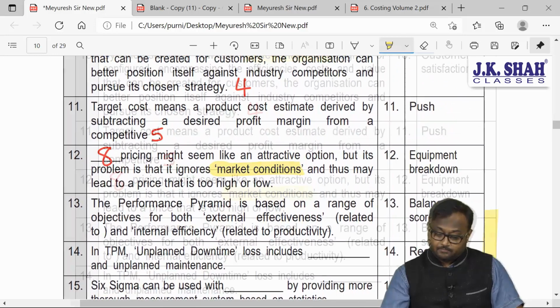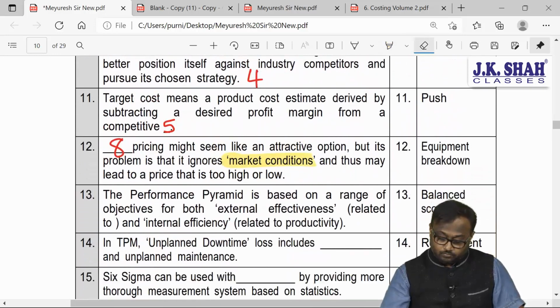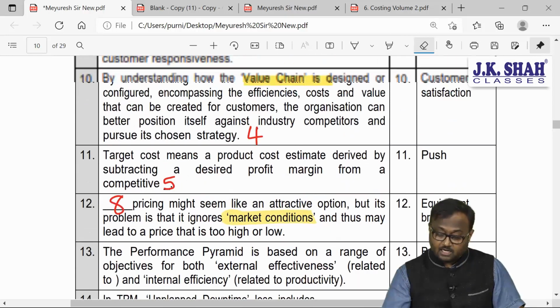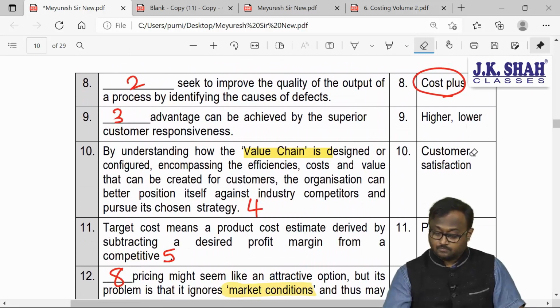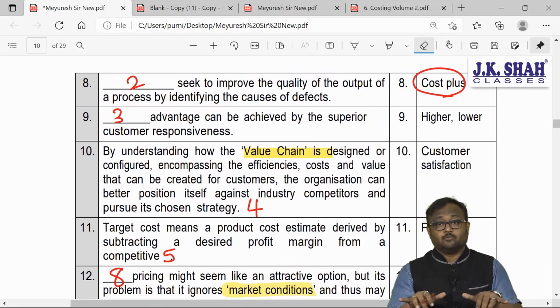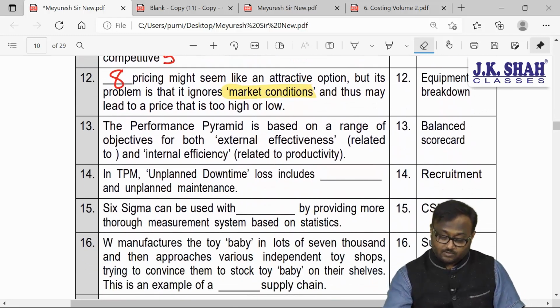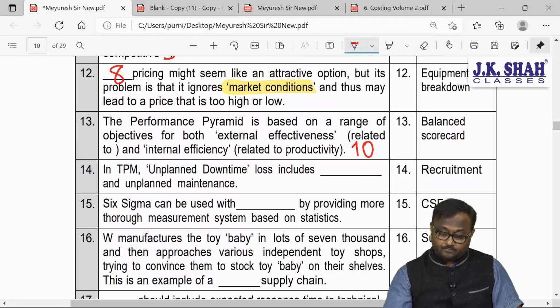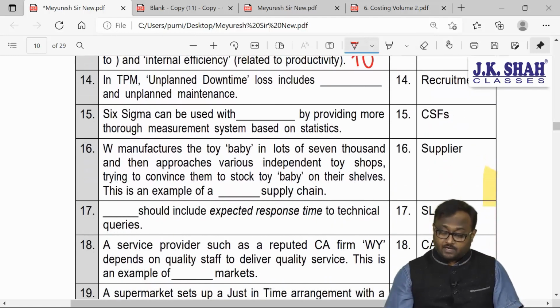Performance pyramid. If you recollect, we basically are concerned about external effectiveness, internal effectiveness, but ultimately we are looking out for customer satisfaction. So it is going to be 10. Total productivity management.